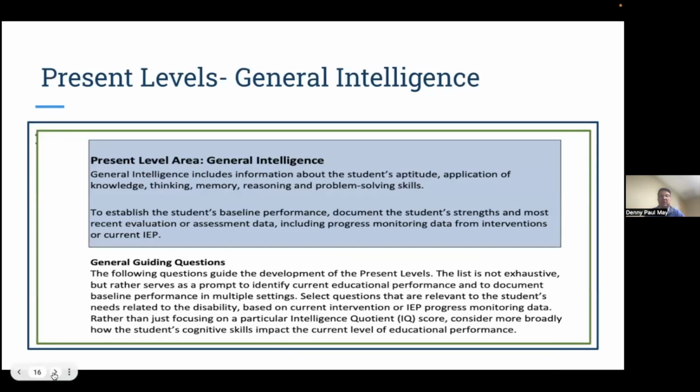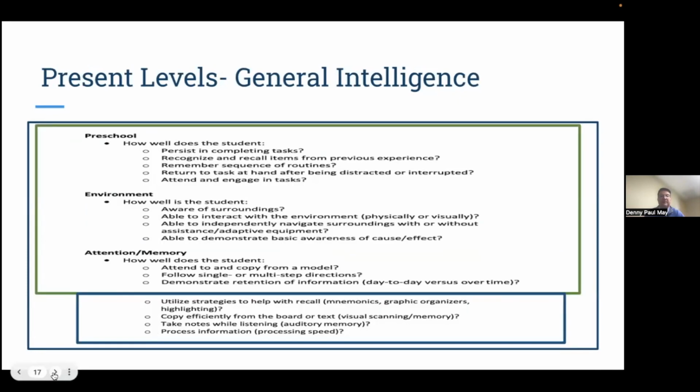Then you got a screen grab from general intelligence. And I put some guided questions up there. The one I wanted to focus on with you guys was attention and memory. I think it's so important for you to look at your files and to look at those WISC scores and look at the impact of working memory, because it can really move the bar for you. It's one of those things that can really help students unlock some real areas of growth.